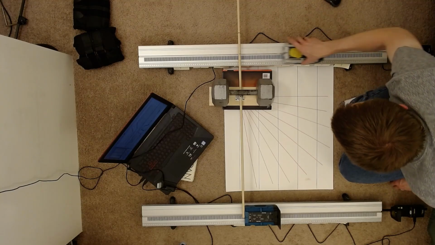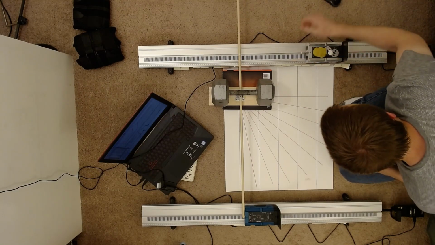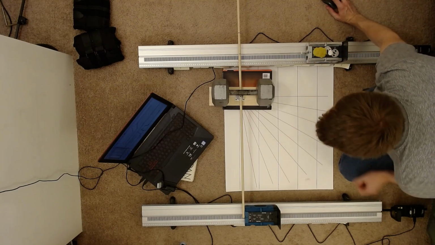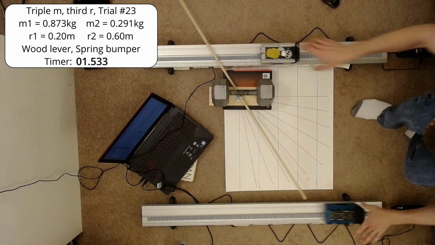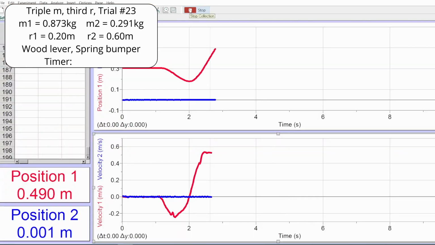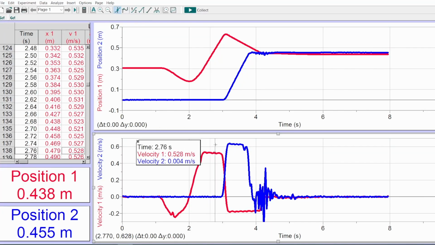And okay, so this is 3 times the mass at 1/3 the distance. Flexible bar, elastic collision, trial 1. Let's give this a shot. Okay, so just before the collision, the initial velocity was 0.524 meters per second. Just after, cart 1 bounced back with a velocity of negative 0.176 meters per second. Velocity of cart 2 was 0.633 meters per second.